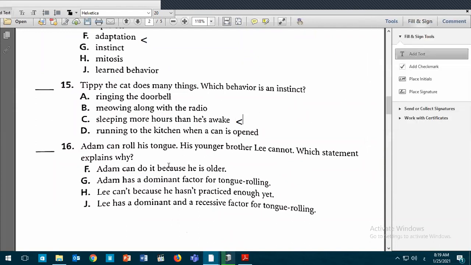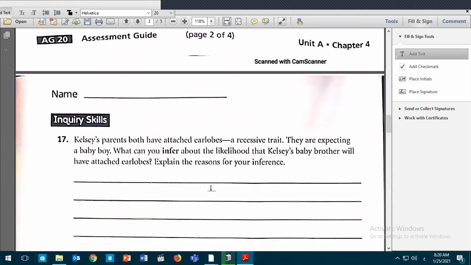Okay, Amgad, you can answer number 16. Adam can roll his tongue, and his younger brother can't. What do you think it's going to be? Do you want me to read the options for you again? It's because Adam has a dominant factor for tongue rolling. Exactly, yes. Because rolling the tongue is actually a dominant trait. Okay, thank you so much, Amgad.